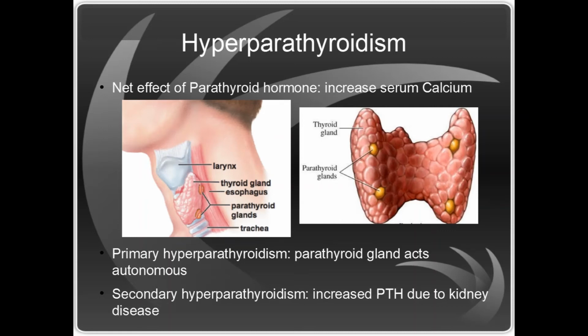There are 2 types of this hyperparathyroidism. The first one is known as primary hyperparathyroidism, and the second one is known as secondary hyperparathyroidism.